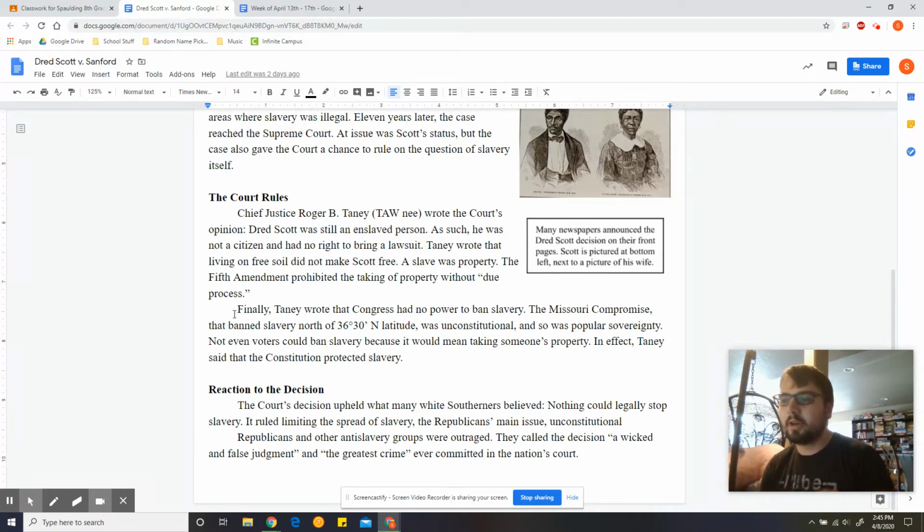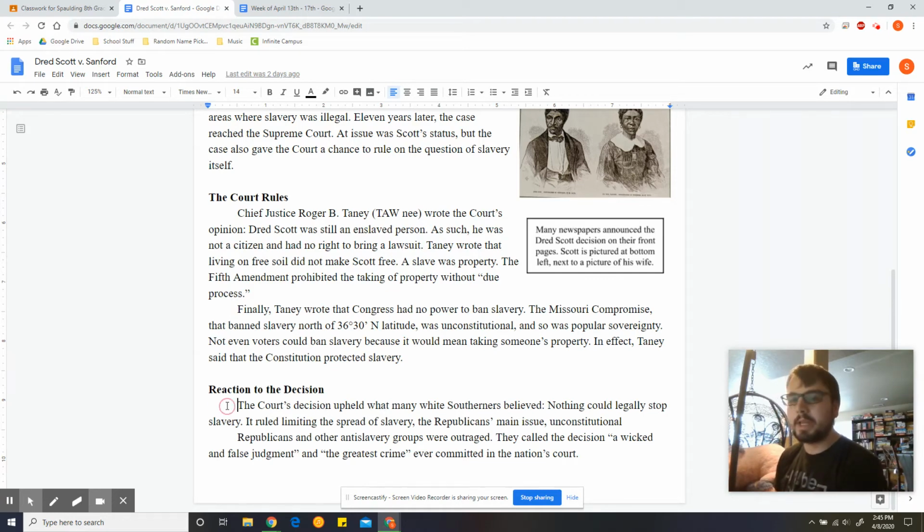In effect, Taney said, listen to this closely, the Constitution protected slavery. Basically, slavery cannot be made illegal anywhere. That is what he is saying. No one has the power to make slavery illegal anywhere in the United States. And that is going to be a very, very big issue moving forward.